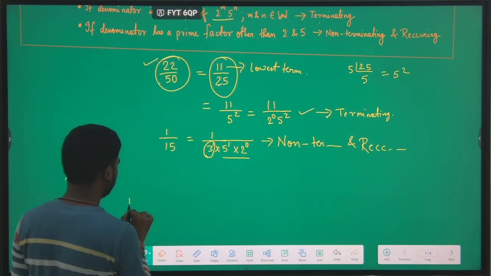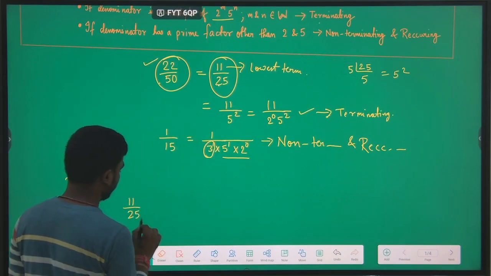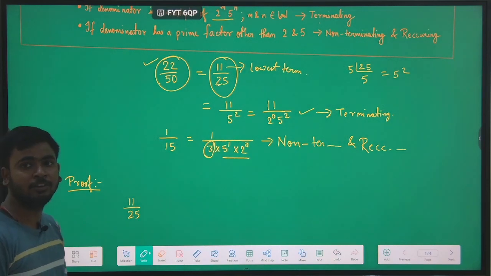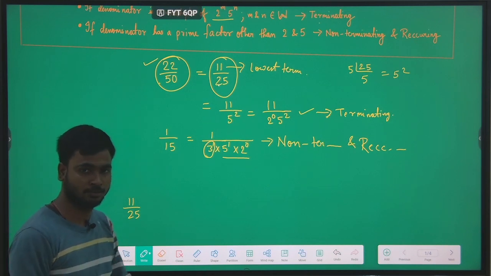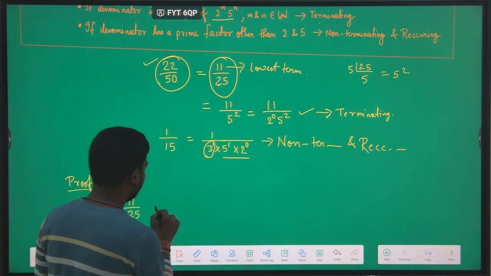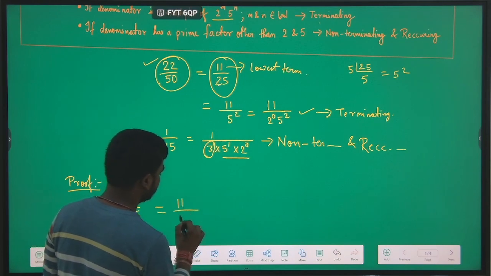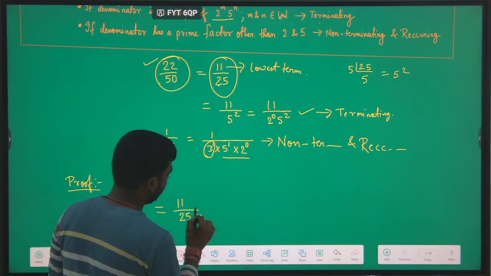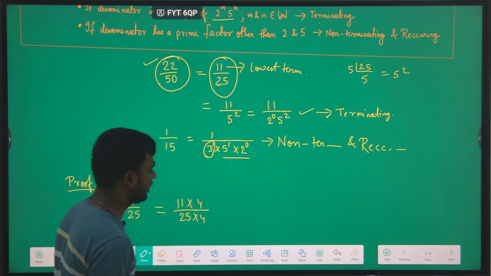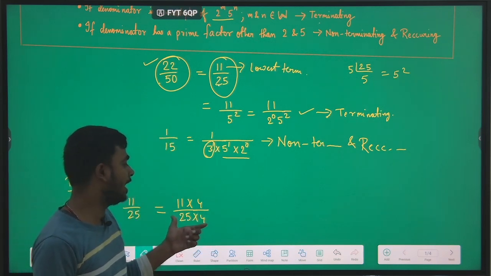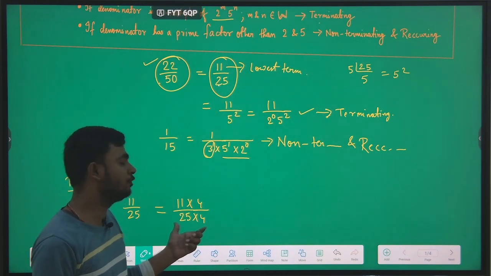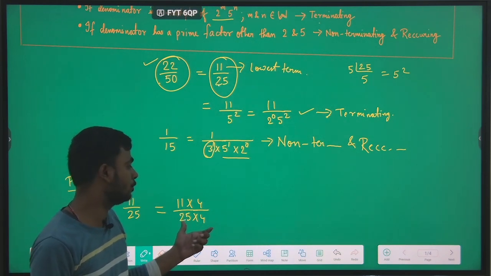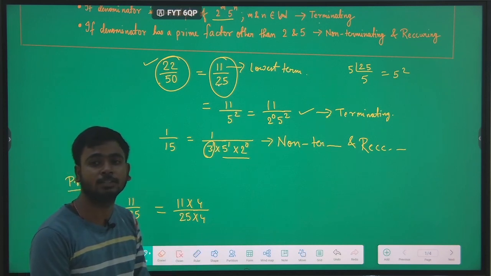First of all, let us suppose that we are given 11 upon 25. So what will be the value of 11 upon 25? 11 upon 25 can also be written as 11 into 4 by 25 into 4. Why have I written 25 into 4 in the denominator? Because 25 into 4 is 100.